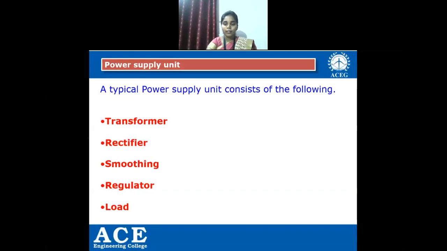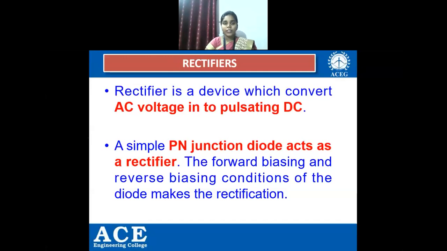Now let us move on to the next slide, where we can see the different types of filters and the different types of rectifiers. Now here is the definition for a rectifier. A rectifier is a device which converts AC voltage into pulsating DC. Yes, we have seen this in the power supply diagram.